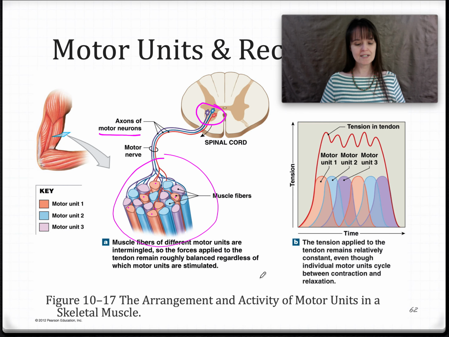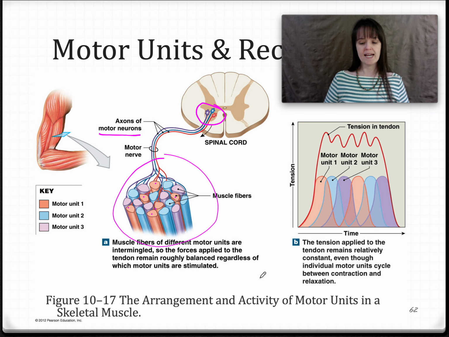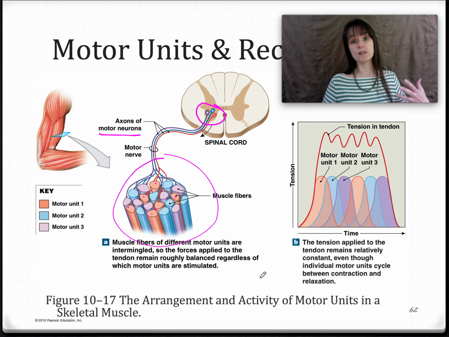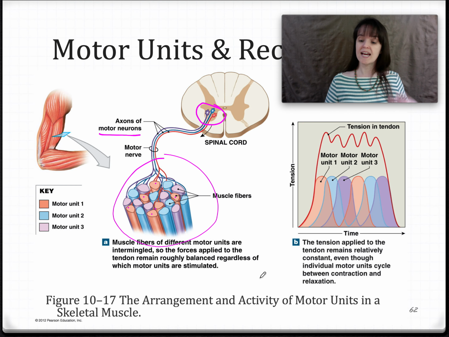The resting tension in a skeletal muscle is called muscle tone. And the muscle tone is that some of the cells, so like at least one motor unit, is active at all times in every muscle. And it helps with body position, it helps stabilize the bones and the joints, and it helps in shock absorption.